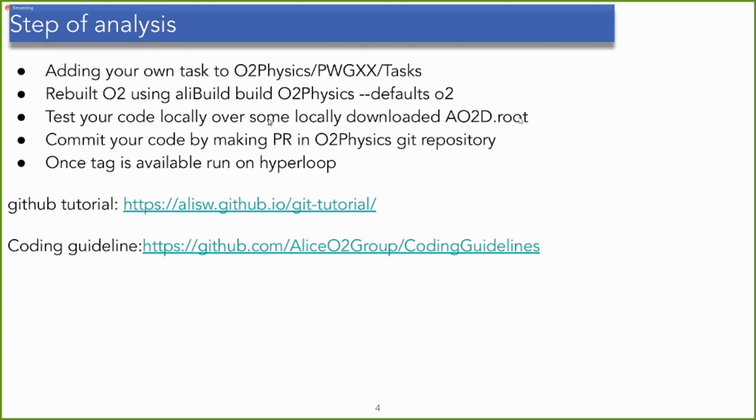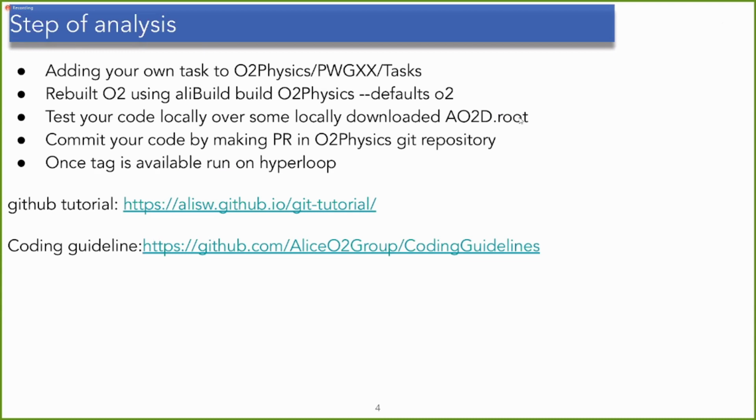Then you need to test your code. For that, we suggest you download some AO2D.root file. We are now converting the run 2 data into AO2D.root files, and the information is stored on the grid. From there you can download some AO2D.root file, and then you can run your code locally over this AO2D.root file. If everything is fine, then you can make a pull request in the O2Physics Git repository. And once the tag is available, you can run in Hyperloop.